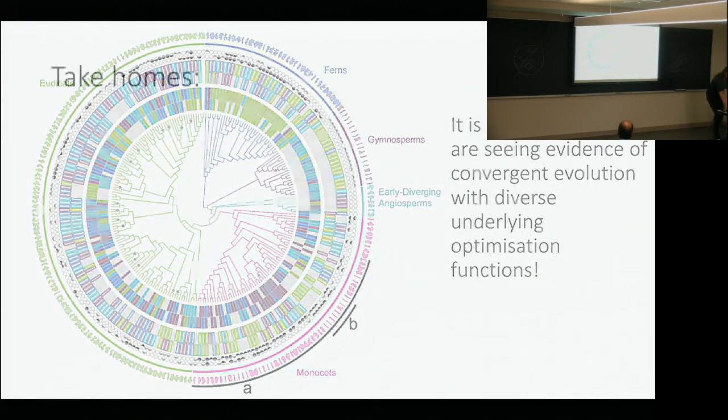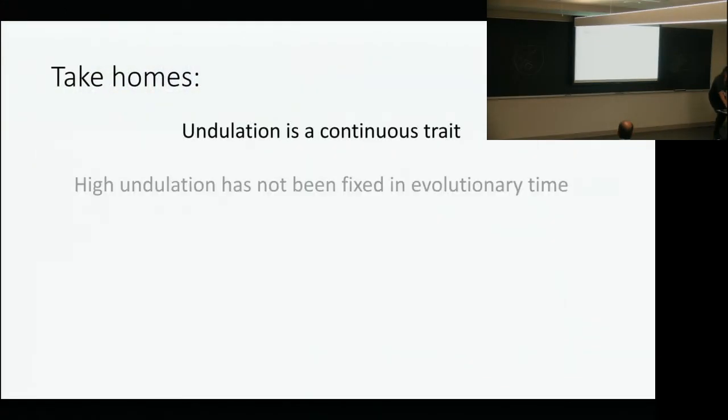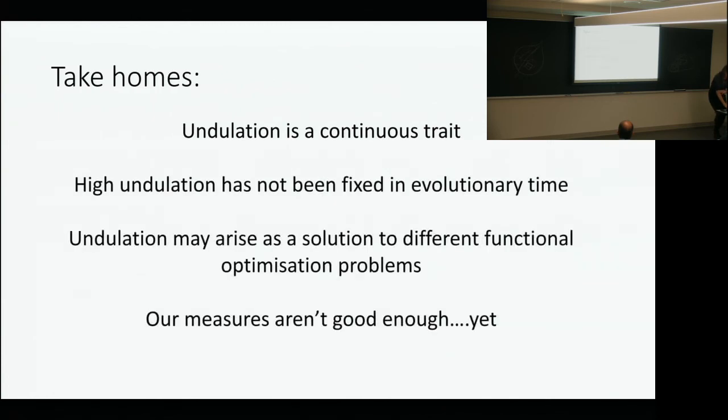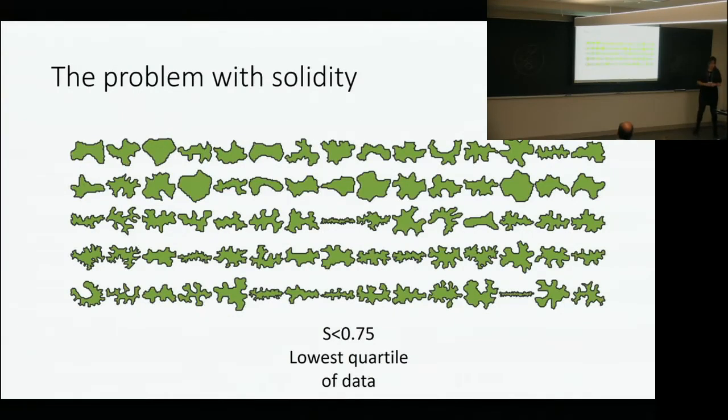Okay, I don't really know how much time I have left. I'm going to point out that our measures really aren't good enough yet. So solidity is not the best way to describe margin undulation. There's problems with it. As an example, this is the lowest quartile of data, the 25th percentile median, and you can see, okay, I understand why this would be called undulate, but why is this one here? Or this one?